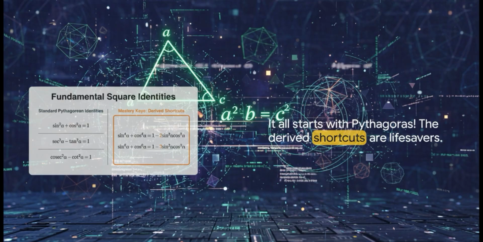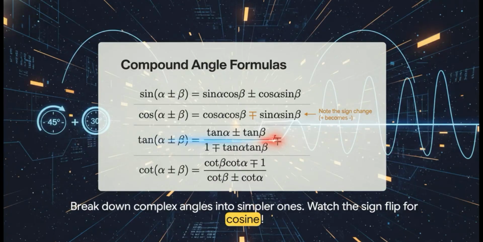They're amazing shortcuts. So what if you need the sine of, say, 75 degrees? That's not one of the standard ones. Well, you can't just add the sine of 45 and the sine of 30. It doesn't work that way. Instead, you use these compound angle formulas to break 75 degrees down into 45 plus 30, angles you do know.